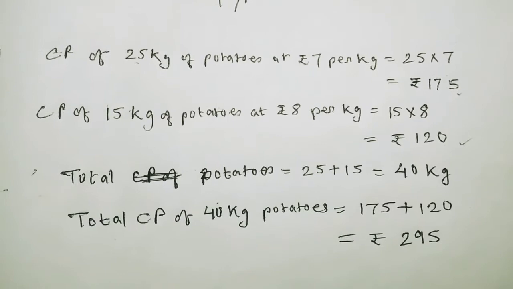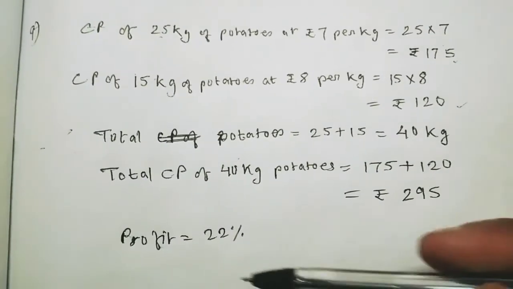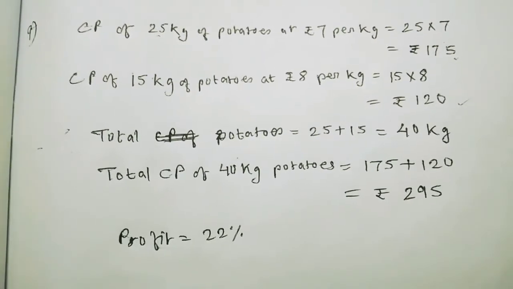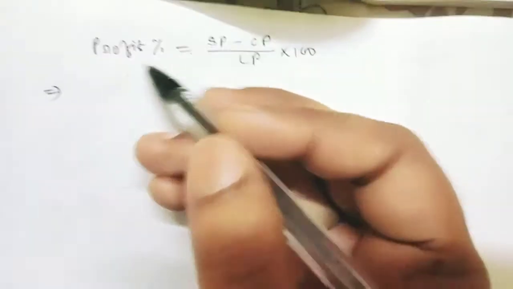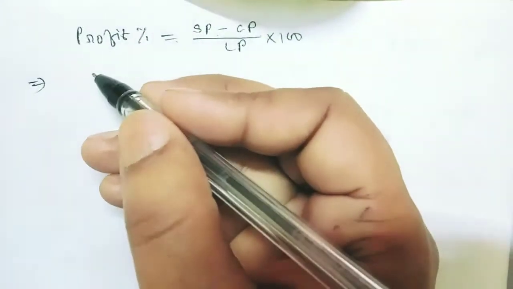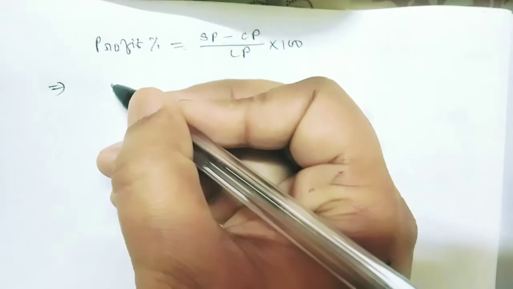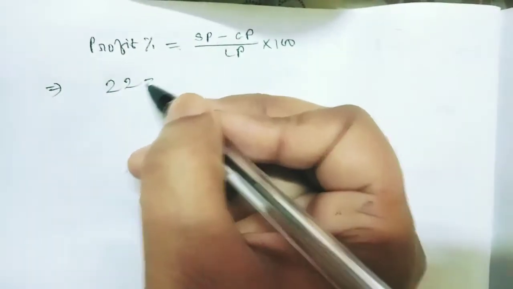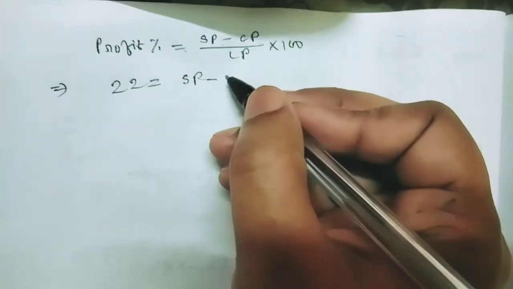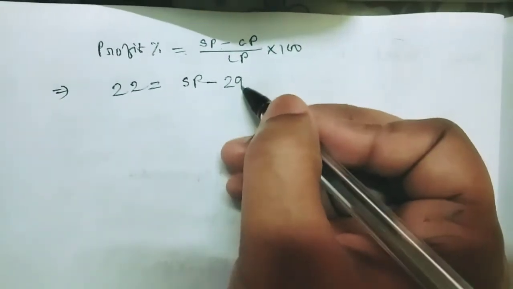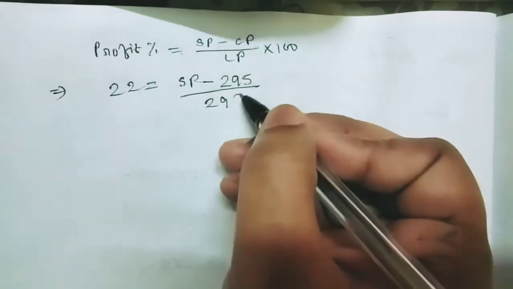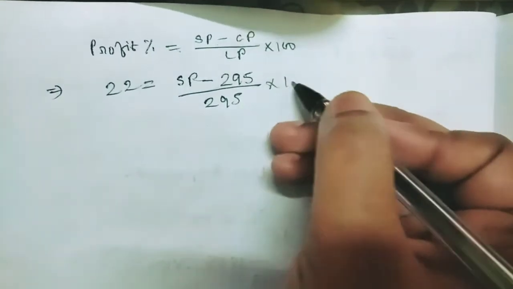Now we will find out the SP. Here profit is given as 22%. So we will now apply the formula of profit. Profit percent equals (SP minus CP) into 100 by CP. The profit is given as 22, and the SP you have to find out. Then CP is 295, which we got now. So divide by 295, the total CP, into 100.